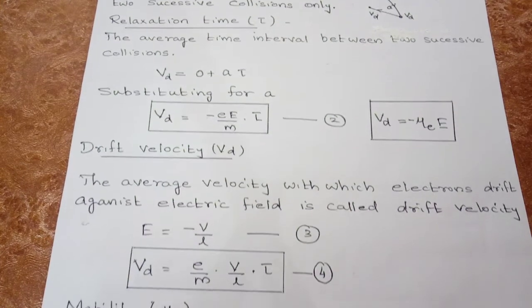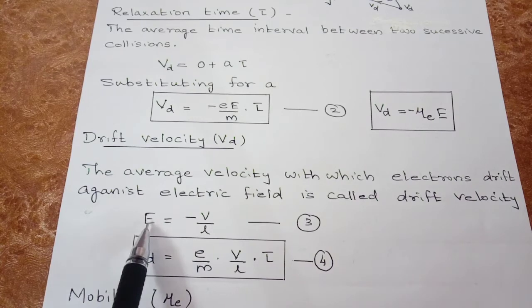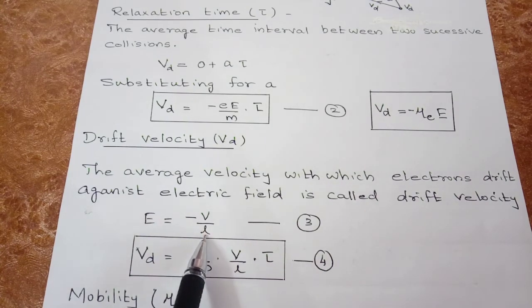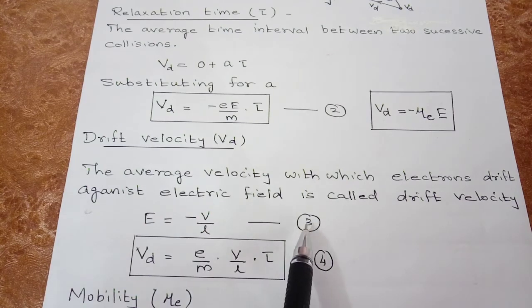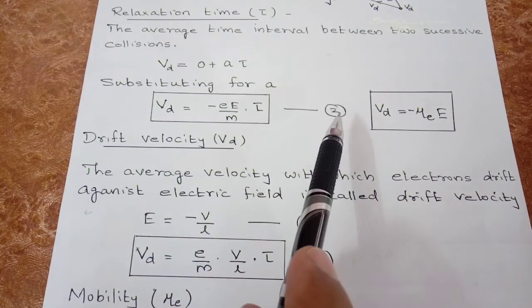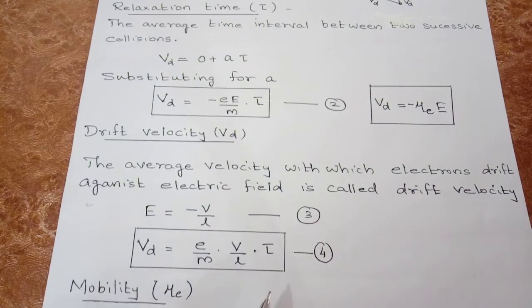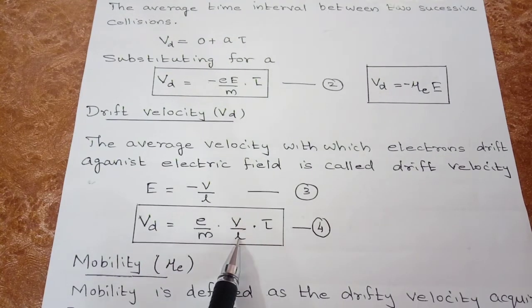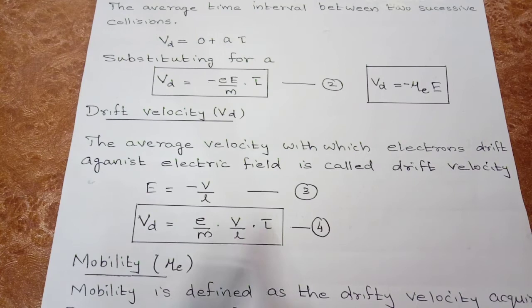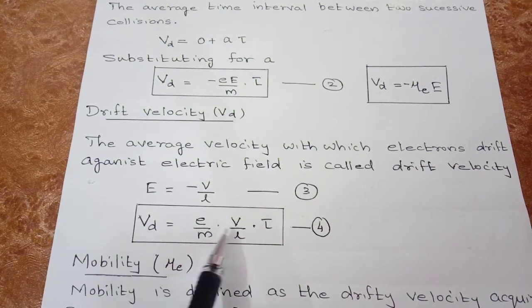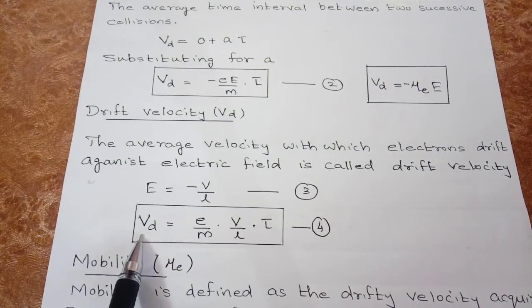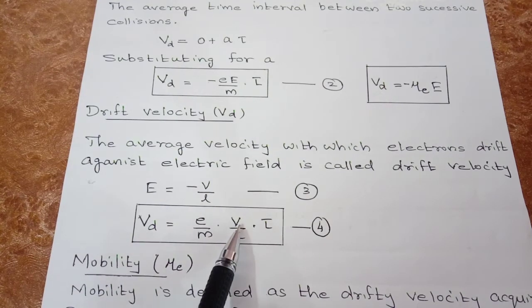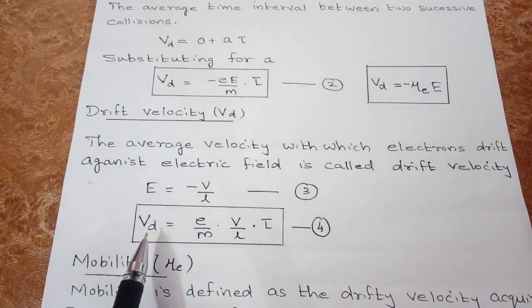Now let us consider another equation, that is the equation for electric field applied, and that will be equal to minus V by L. Put as equation number 3. That equation is substituted in equation number 2, then the drift velocity equation can be written as Vd is equal to e by m into V by L into tau. From this equation, it is very clear that Vd is proportional to V, where V is the applied voltage and Vd is the drift velocity. So the more voltage is given, the more will be the drift velocity.